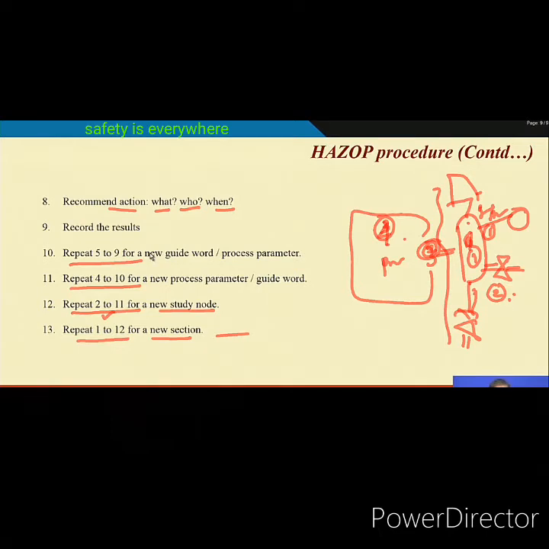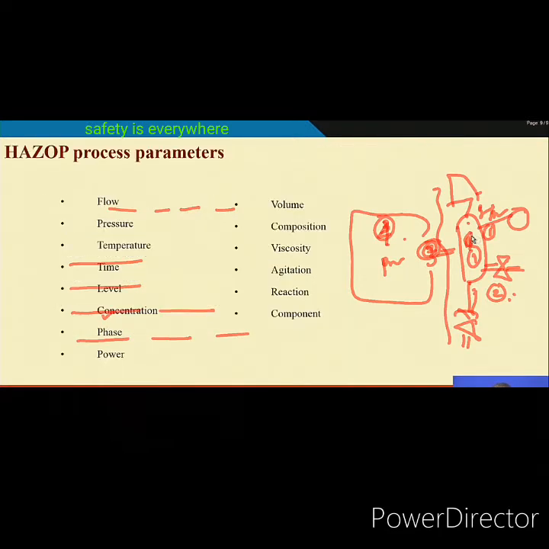Then repeat 5 to 9 for a new guide word: here it is more pressure, now less pressure, repeat these things. Then repeat 4 to 10 for a new process parameter: you take another process parameter, maybe not only pressure but temperature or something else, and repeat this. Then repeat 2 to 11 for a new study node: one is completed, go to 2.